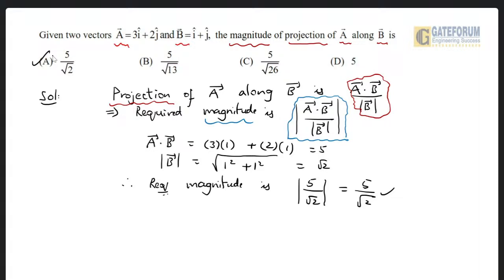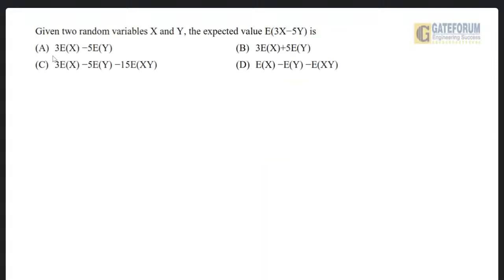Now the next question is, given two random variables x and y, the expected value E of 3x minus 5y is ABCD options given. This is from engineering mathematics from the topic probability and statistics, subtopic random variables. And the solution is, so we are going to find expected value, that is average, of the random variable 3x minus 5y.